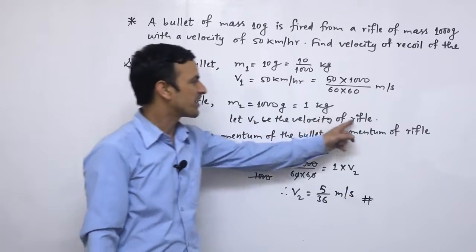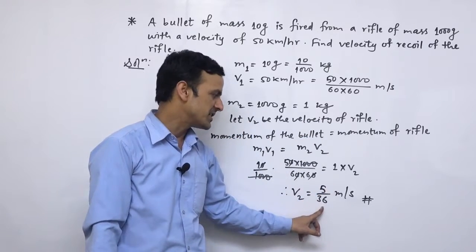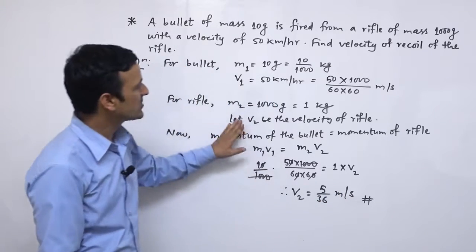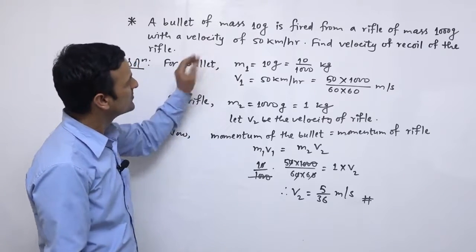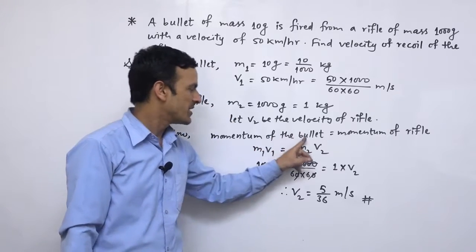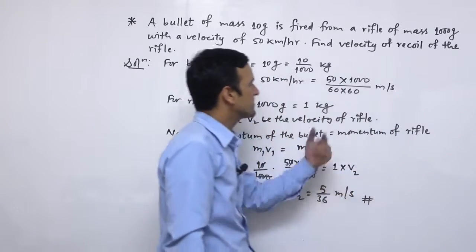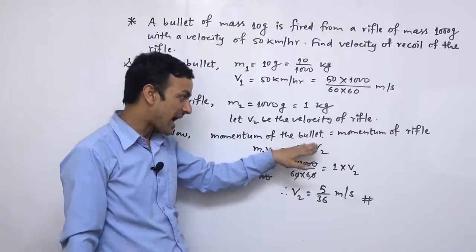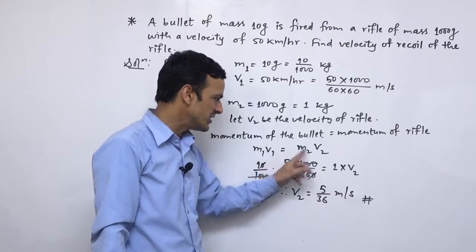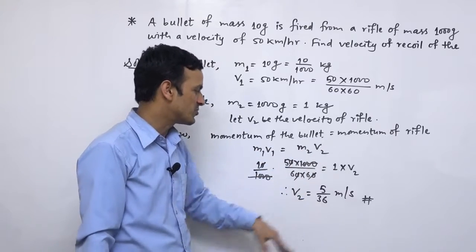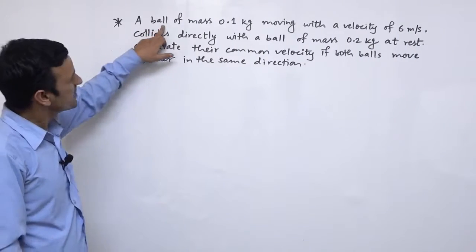So velocity of the rifle, which is denoted by v2, is 5 upon 36 meter per second. So this is the solution. So in this problem, we can show the momentum of the bullet before momentum of rifle before firing is equal to momentum of the bullet after firing. Both are equal and momentum formula is mass into velocity. So arrange like this and after substituting we get this term, which is the velocity of rifle. So let's see the problem.